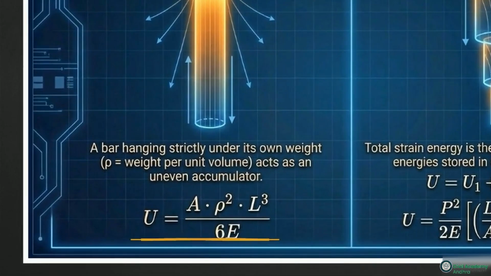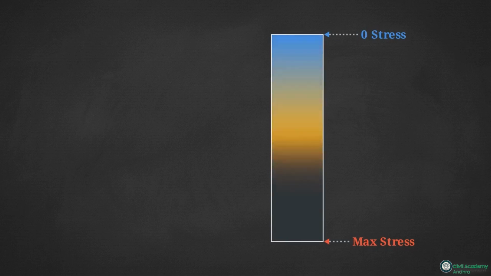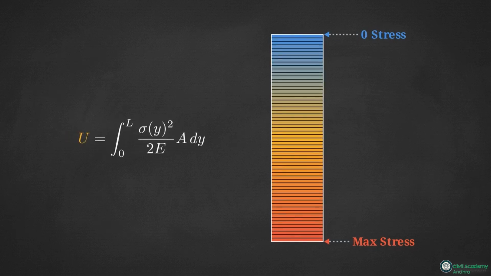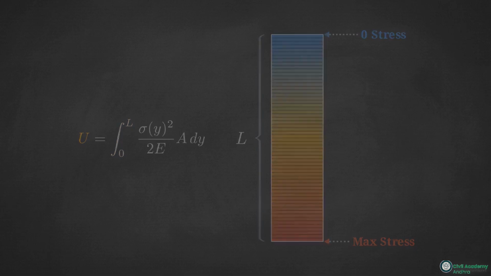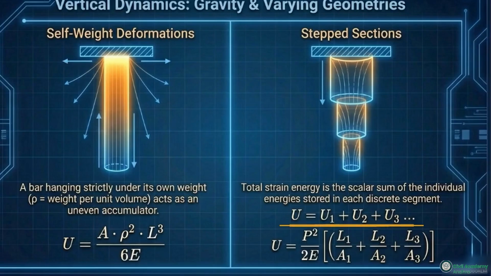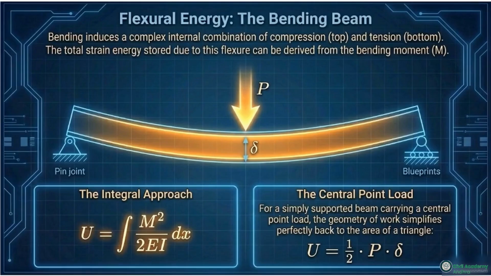Because internal forces compound continuously from top to bottom, calculating the total stored energy requires integrating the stress along the column's entire vertical length. For discrete, stepped sections used in heavy construction, that integral becomes a scalar sum. Engineers calculate the individual energies stored in each segment and add them together. This bending beam diagram visualizes flexural energy.